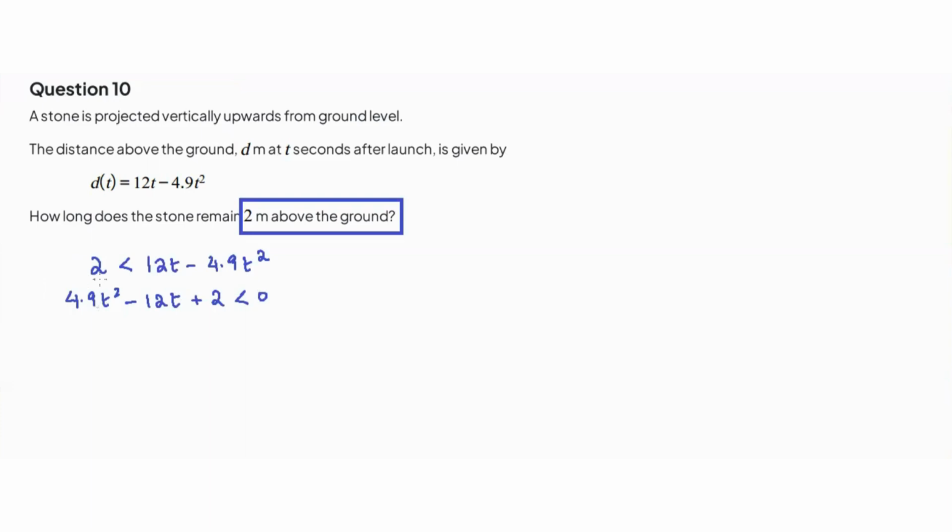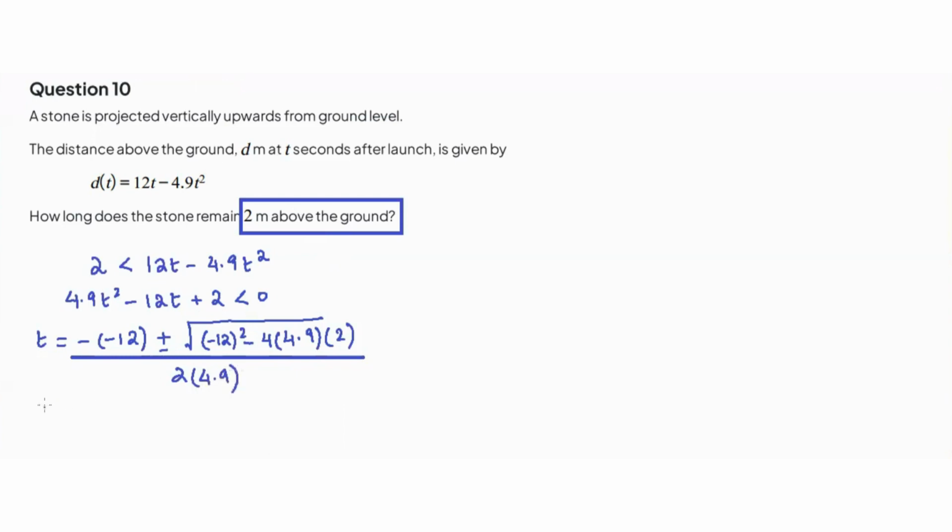Then we're going to use the quadratic formula to solve this. Minus negative 12 plus minus the square root of minus 12 whole squared minus 4 times 4.9 times 2, divided by 2 times 4.9, which is going to be 12 plus minus the square root of 104.8, divided by 9.8.